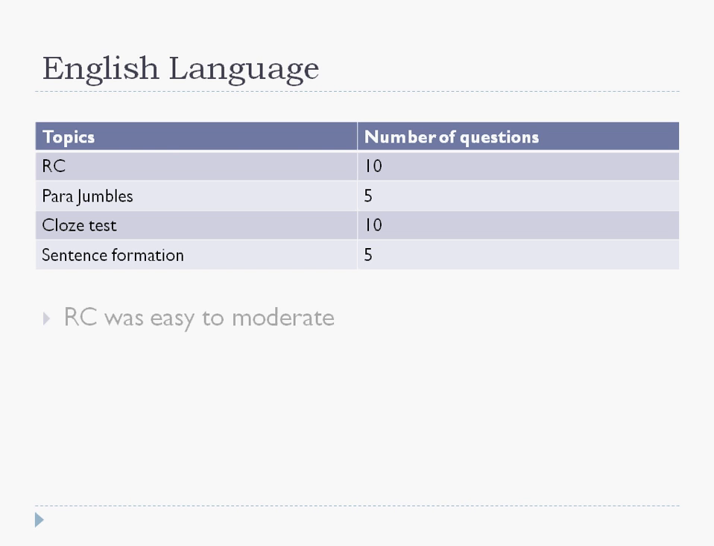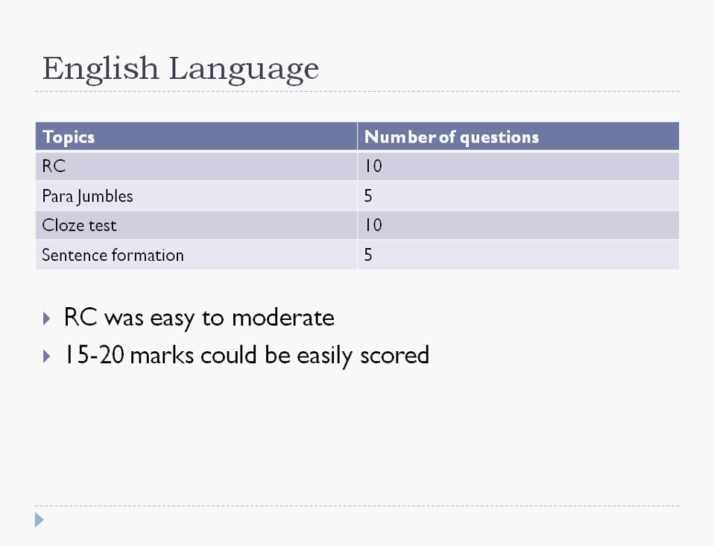this section. So RC was easy to moderate. 15 to 20 marks could be easily scored in this section. So overall the cutoff was something around 120 plus or 130 plus. So if you score, let's say, 20 marks in this, 20 marks in mathematics, 40 to 50 marks in reasoning, which means for 80, you still need to score 50 marks in general studies, right?